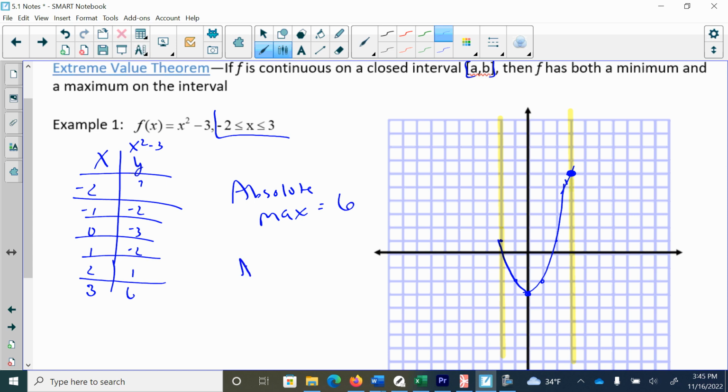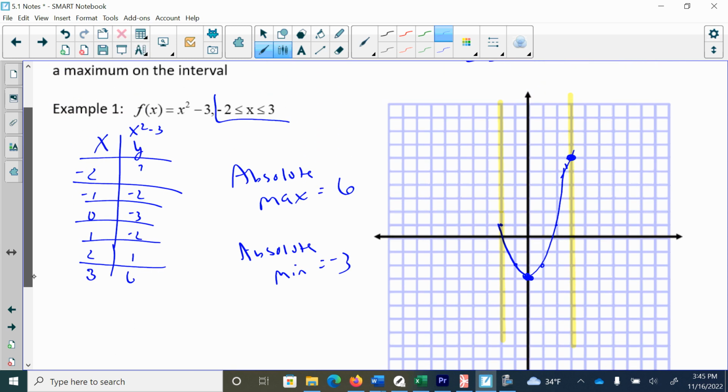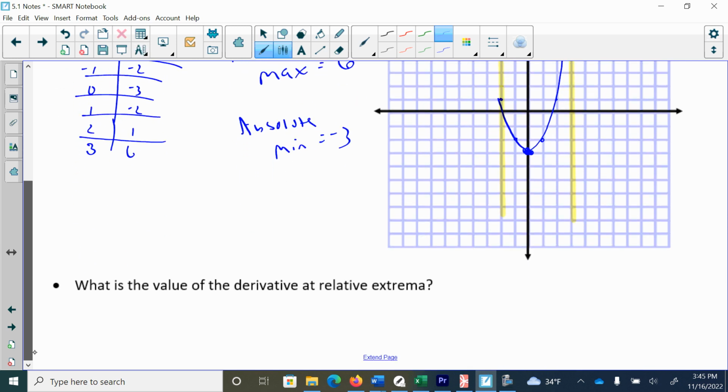And if I ask you for the absolute min, the lowest point this graph is going to get to is this point right here, which is -3. So then the next thing I'm going to ask you, what is the value of the derivative at the relative extrema? So I want to know what the derivative is.